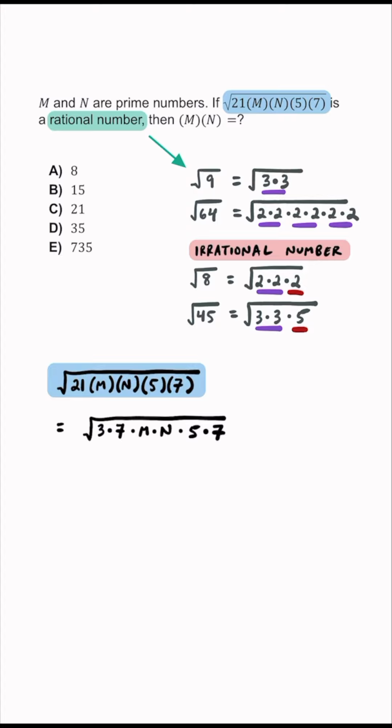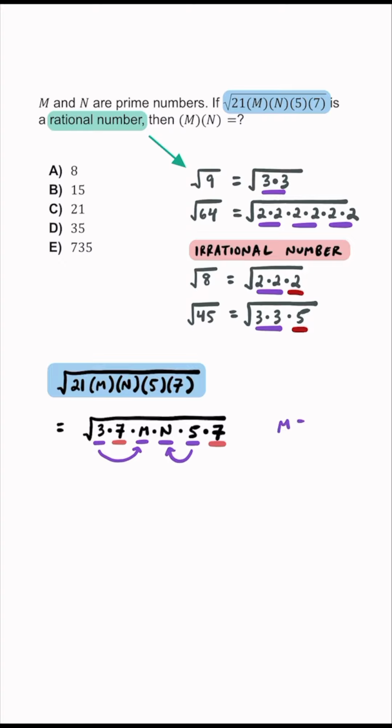So we can actually see that this 7 and 7 are going to pair up here, so that's going to make a perfect square. However, this 3 doesn't have a partner yet, and this 5 also doesn't have a partner. Let's make sure we partner up this 3, maybe with this m over here. Let's partner up this 5 with this n over here.